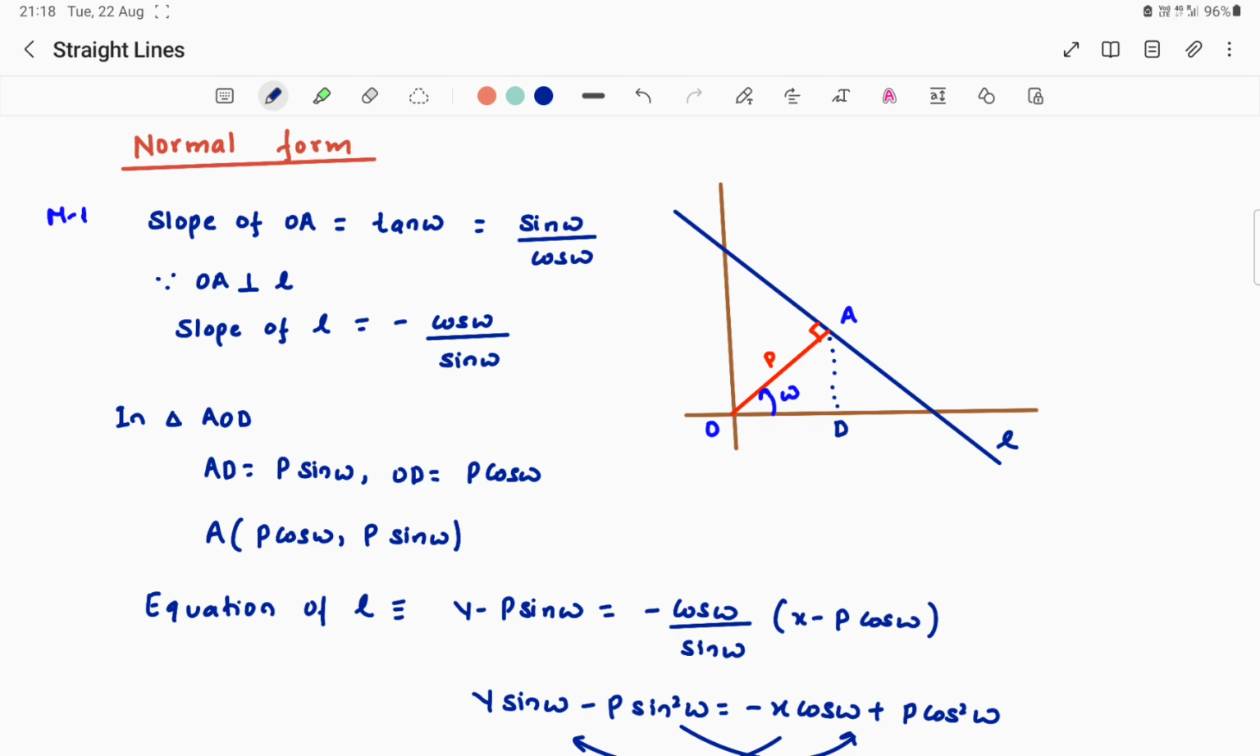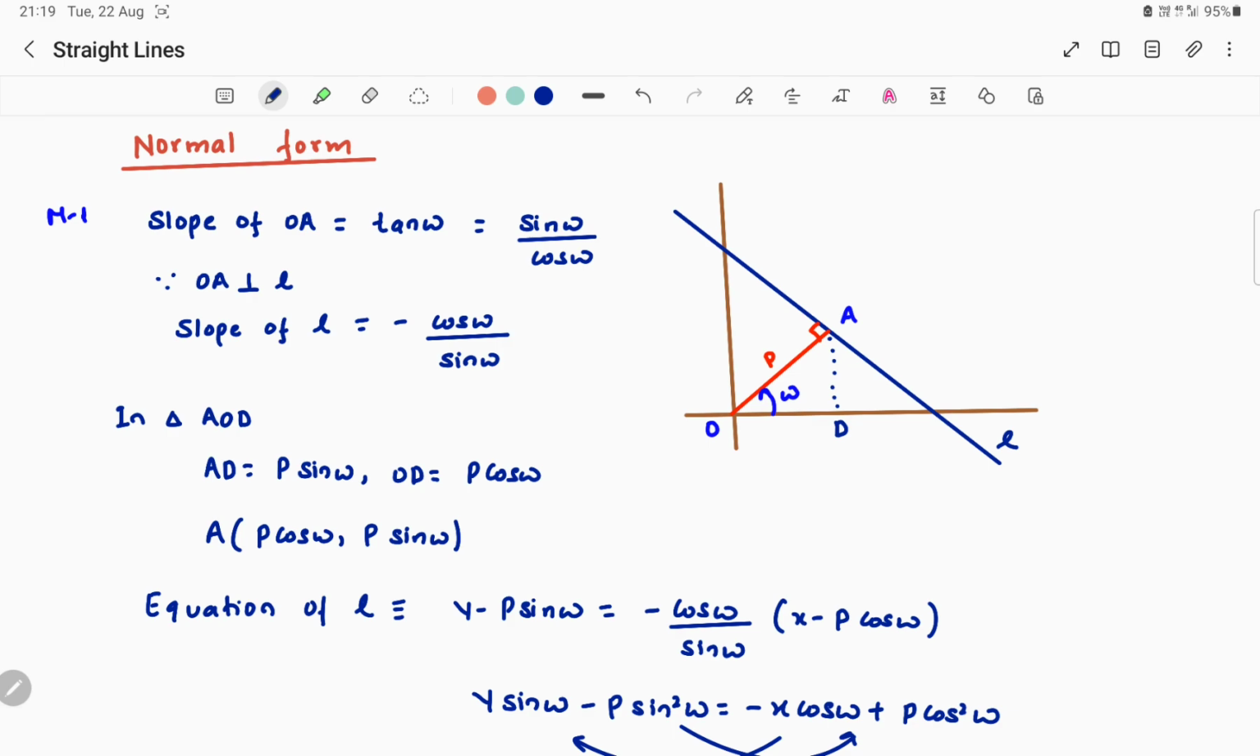Imagine that there is a line L given in such a way that OA is making an angle omega. So what is the slope of OA? Slope of OA is tan omega, which we can write as sin omega by cos omega. Also, since OA and line L are perpendicular, the product of the slopes is -1, isn't it? So m into sin omega by cos omega is equal to -1. So m is minus cos omega by sin omega. This is exactly what is written over here.